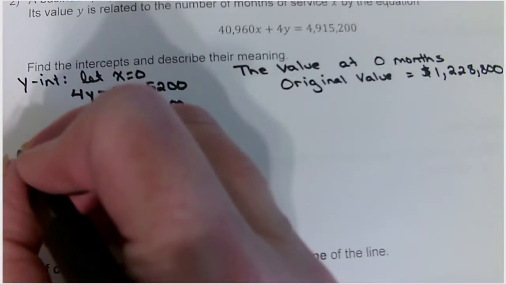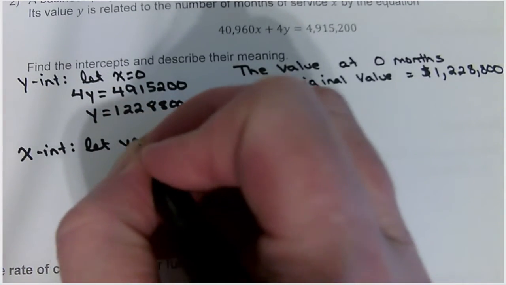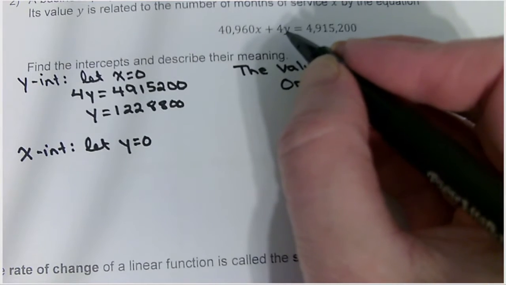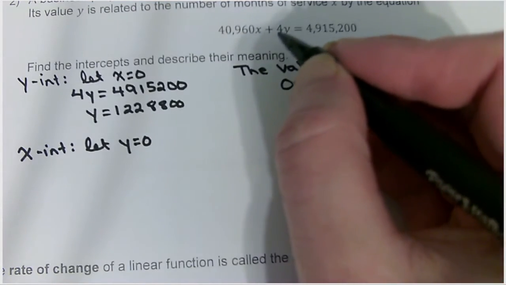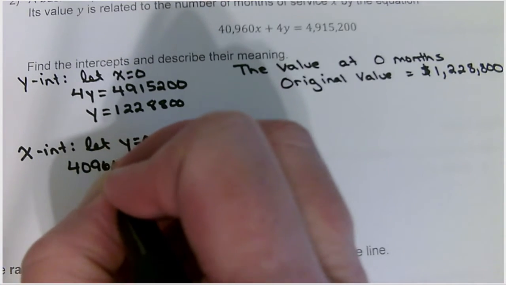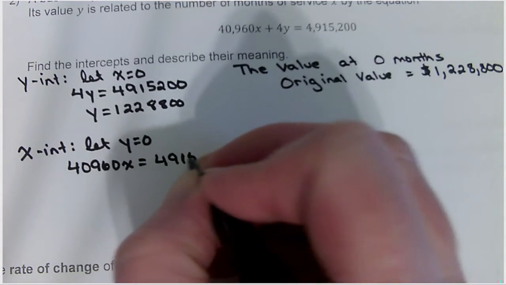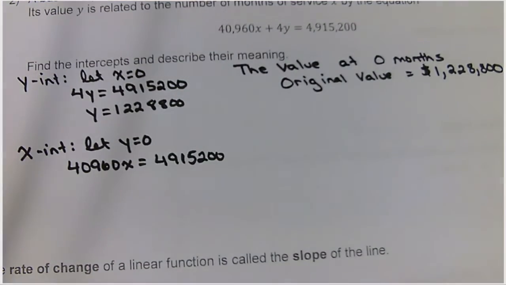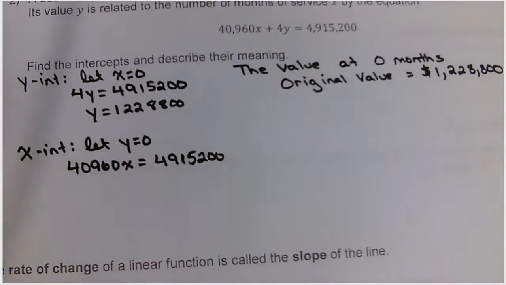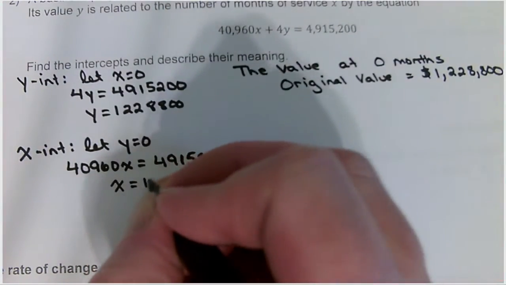Now for the x-intercept, that's when y is 0. So let's do the algebra first. So this is going to be 0. So 4 times 0, that's just going to be 0. It's going to leave me with 40,960 times x equals all of that stuff on the other side. And then I would just go to my calculator. And I get x equals 120.